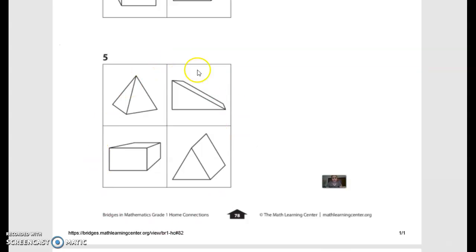Same with this one, number 5. Same thing with writing which one you think does not belong. Whatever one you think doesn't belong, you are not wrong. As long as you give your explanation here of why it is the one that doesn't belong, you are correct.